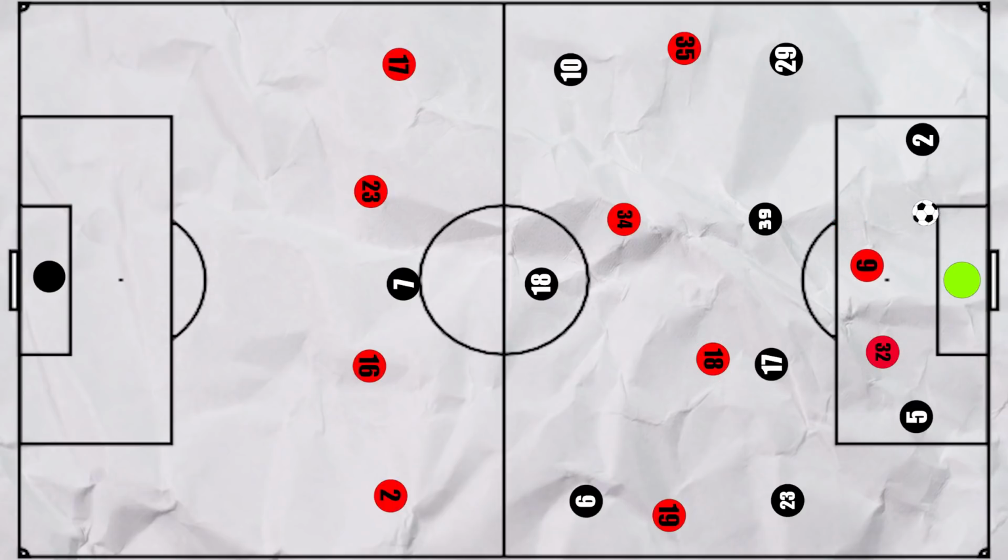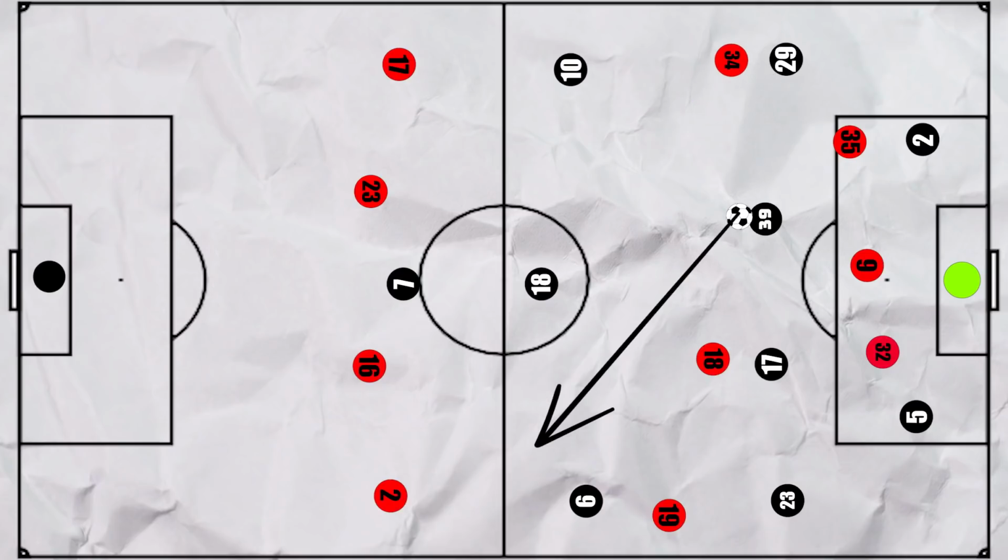But on the right hand side, Martinelli, instead of picking up Wan-Bissaka, was often drawn central to Lindelof, which caused Arsenal problems. When the ball then went wide to Wan-Bissaka, if the pivot pushed out to cover, United's own pivot would then be free to often look for a switch.